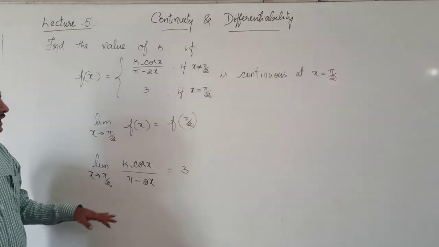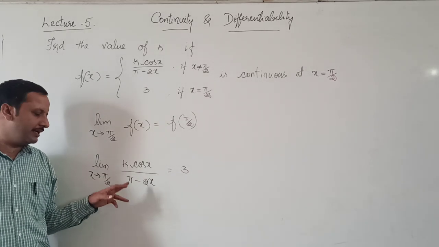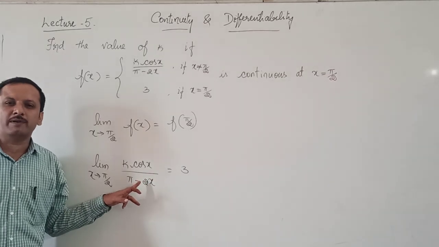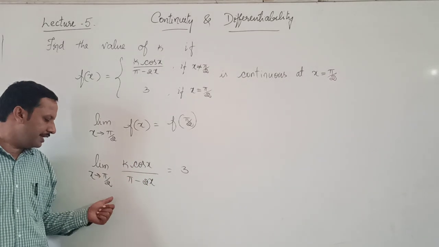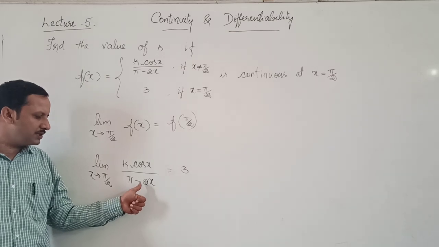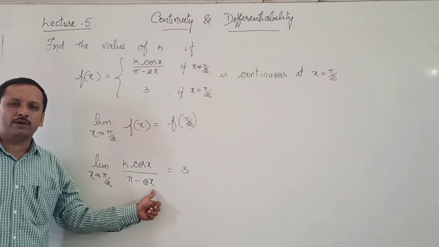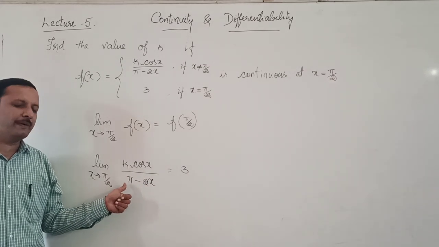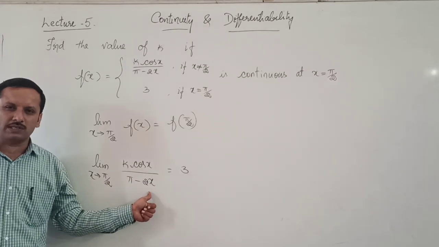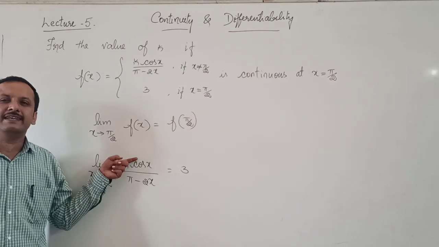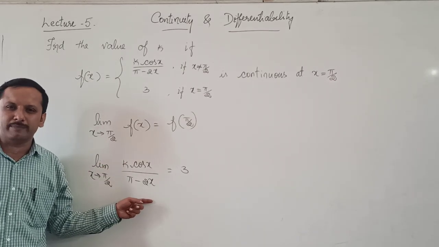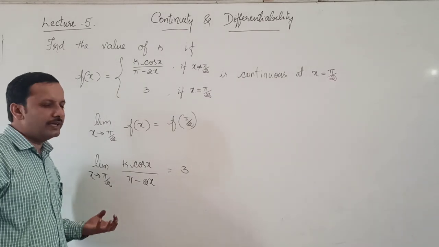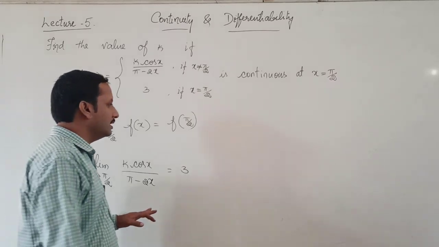Okay, so now we need to apply the limit here. When I apply the limit, we get k into cos pi by 2. What is the value of cos pi by 2? It is 0, divided by the denominator. What happens? Pi minus 2 into pi by 2. If I substitute, the 2 gets cancelled, so you get pi minus pi, which is also 0. So we are getting 0 by 0, which is an indeterminate form. So directly we cannot evaluate the limit. We should see some other method for this.